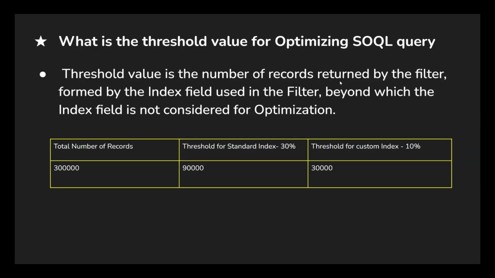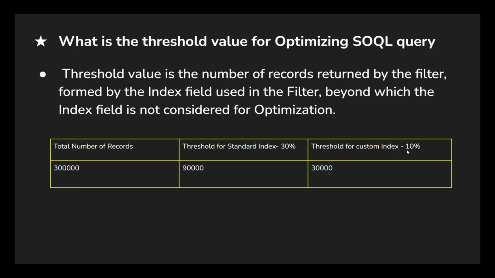What is the threshold value for optimizing a SOQL query? A threshold value is the number of records returned by the filter beyond which the index field is not considered for optimization. So imagine this as a number of records beyond which the query optimizer does not consider an index for optimization. We will understand this with an example query in the next slides.